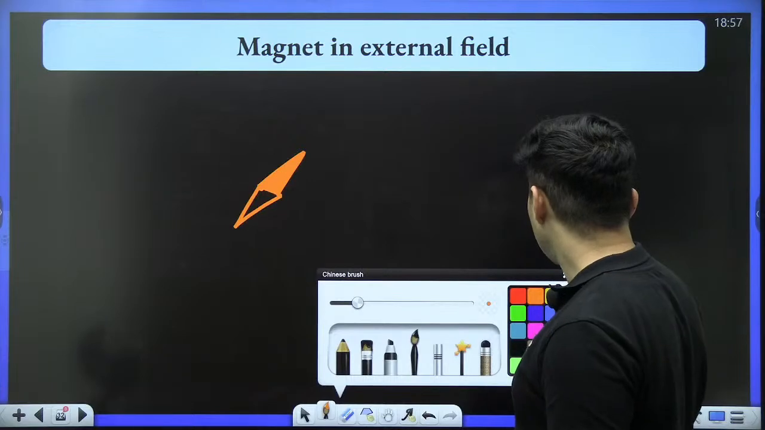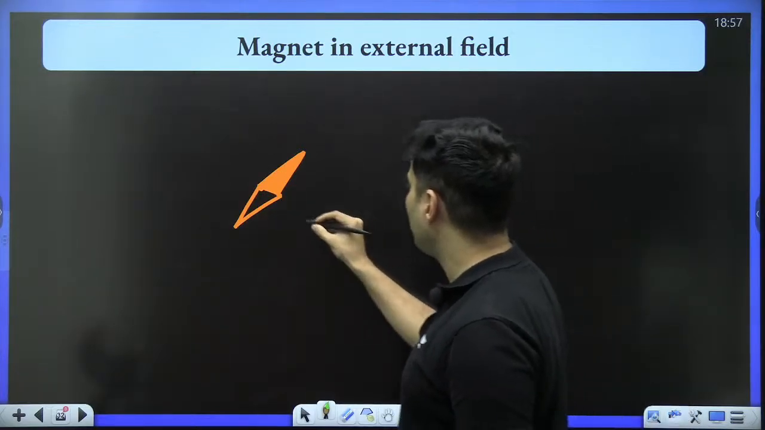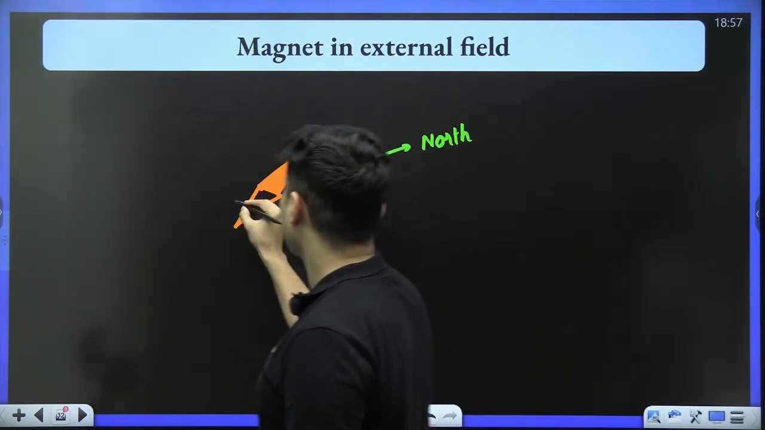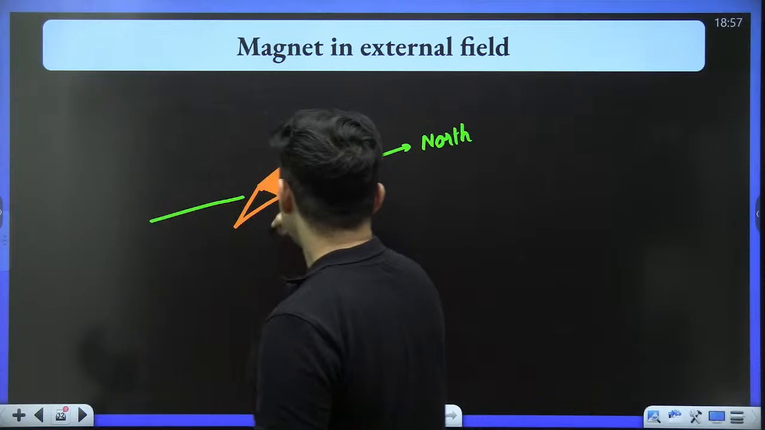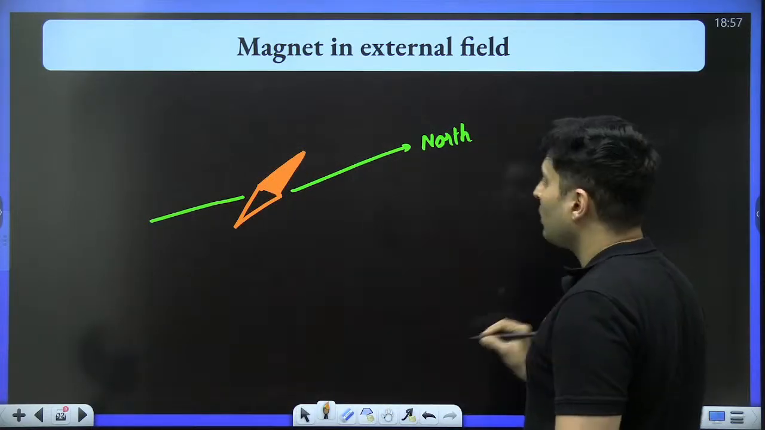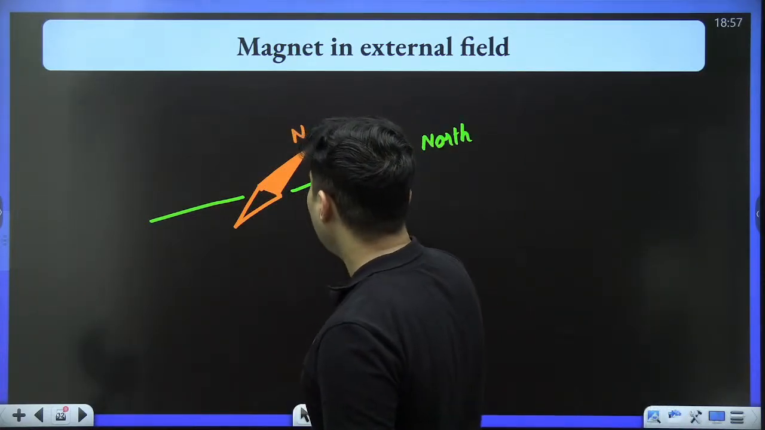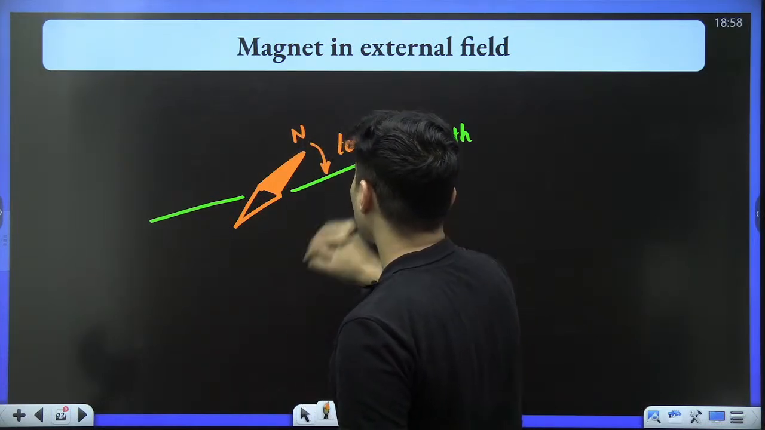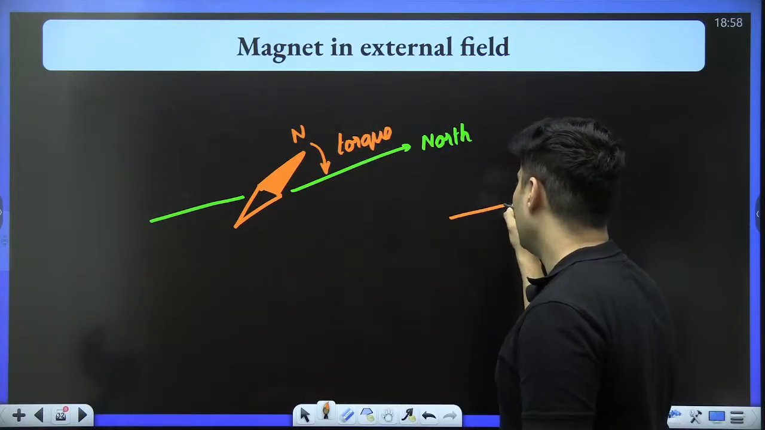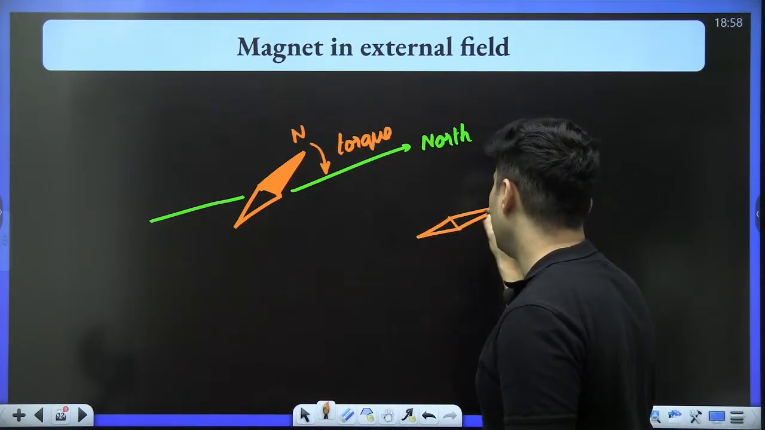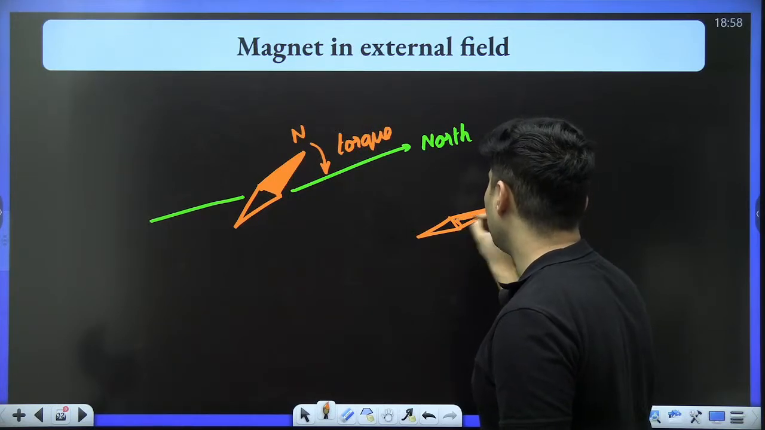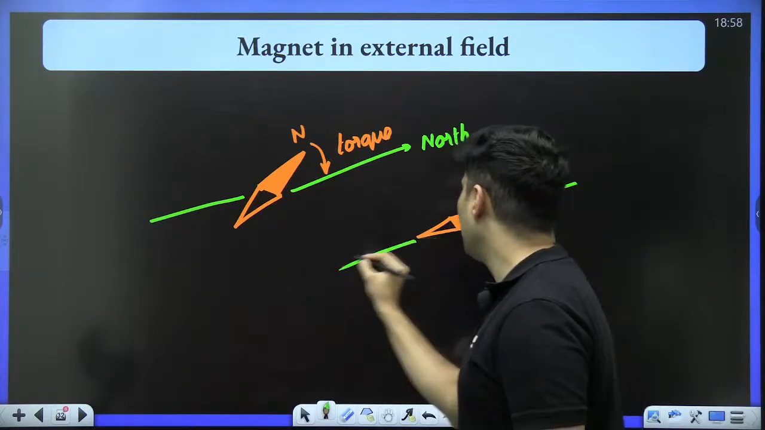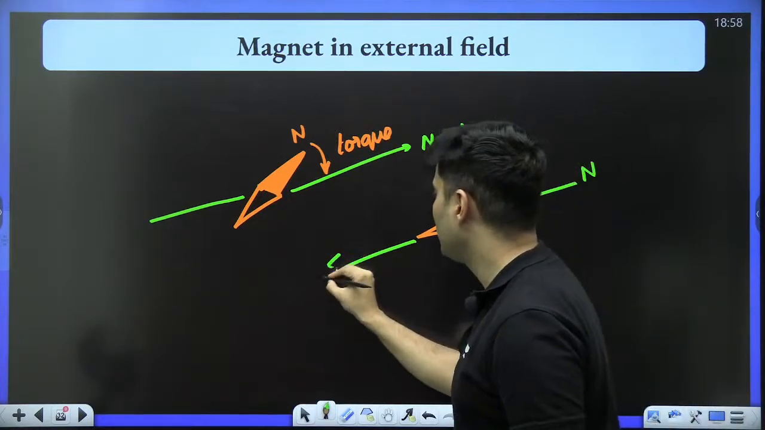You would have seen that if, for example, this is the north direction, the magnetic north on this will immediately try to go over here. That means there will be a torque acting on it, till that needle aligns perfectly in that north-south direction.